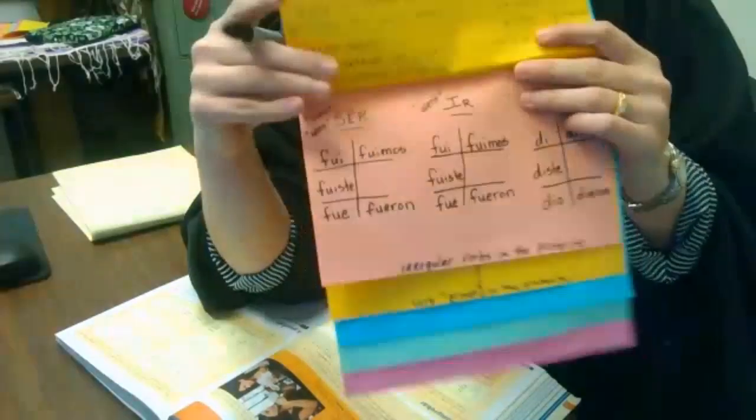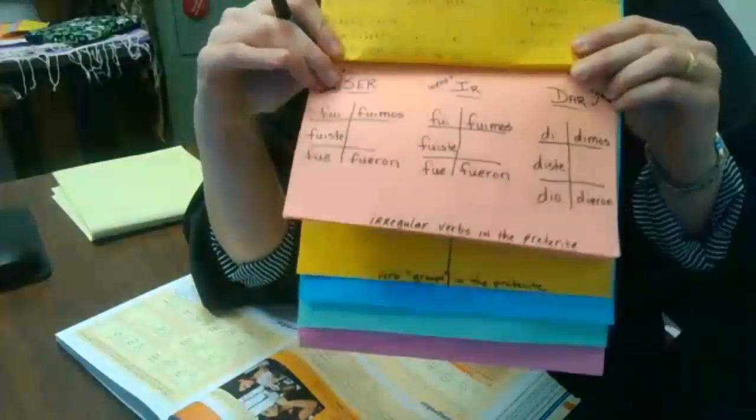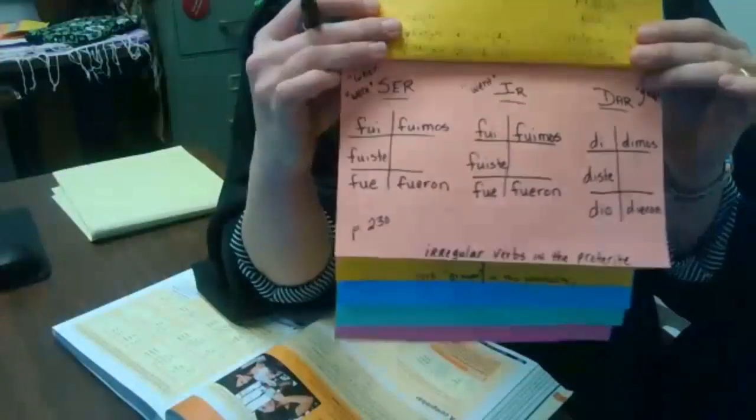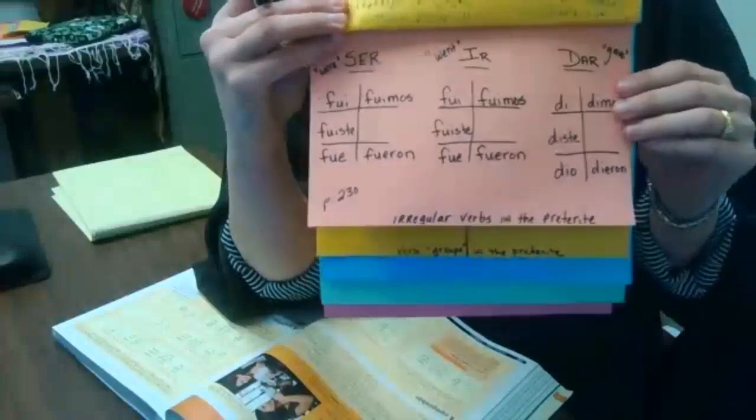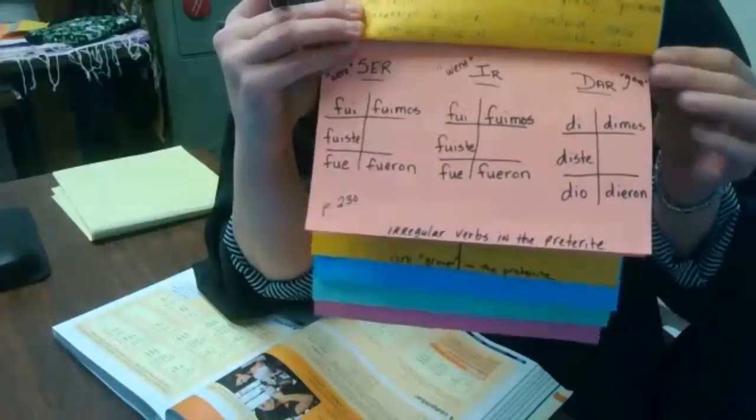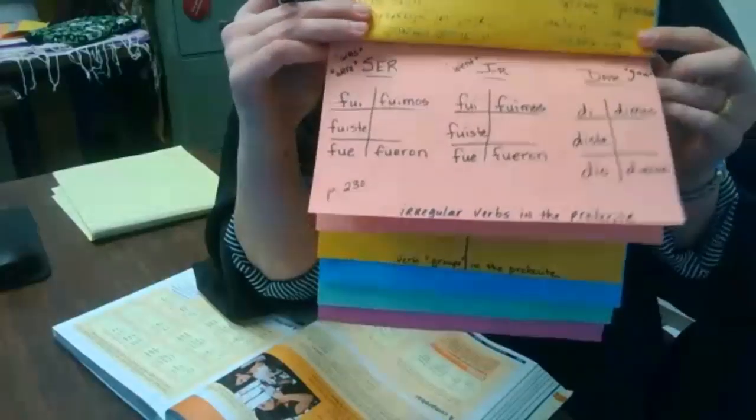And we filled that out, and it was ser, ir, and dar. And that was actually on page 230 in your textbook. So you might want to go ahead and just mark that real quick so you know where it is in the textbook. Okay, so we did our irregular verbs, ser, ir, and dar.